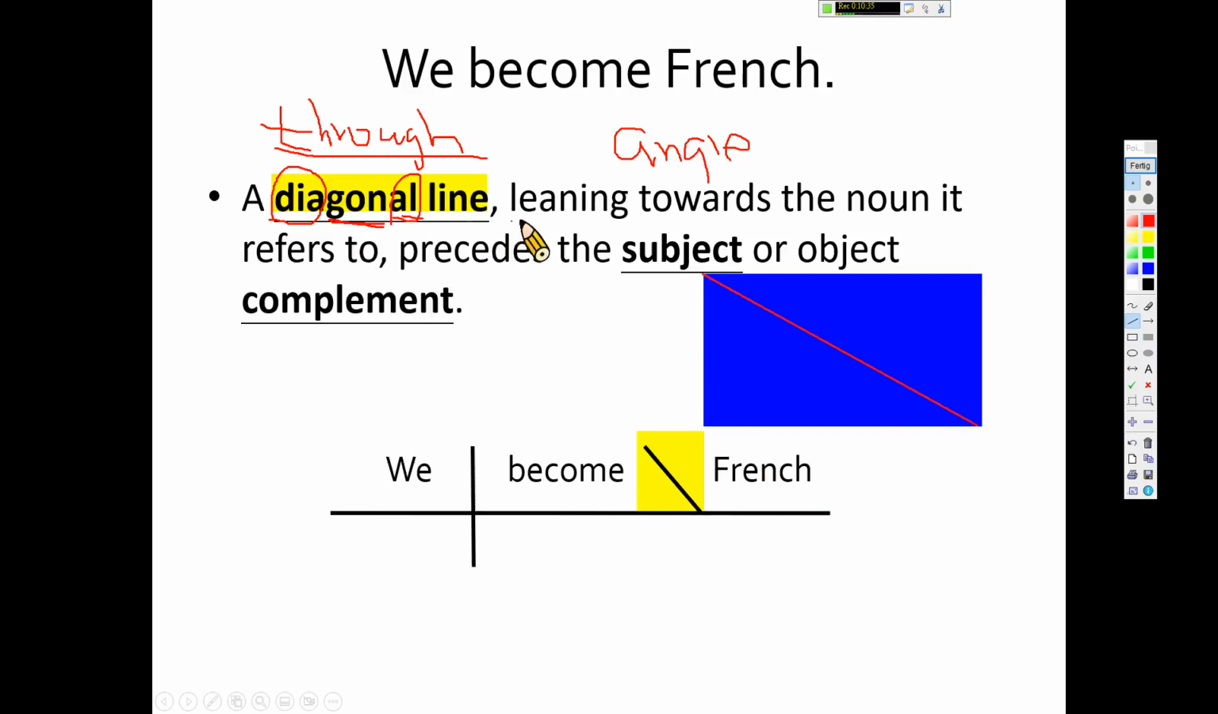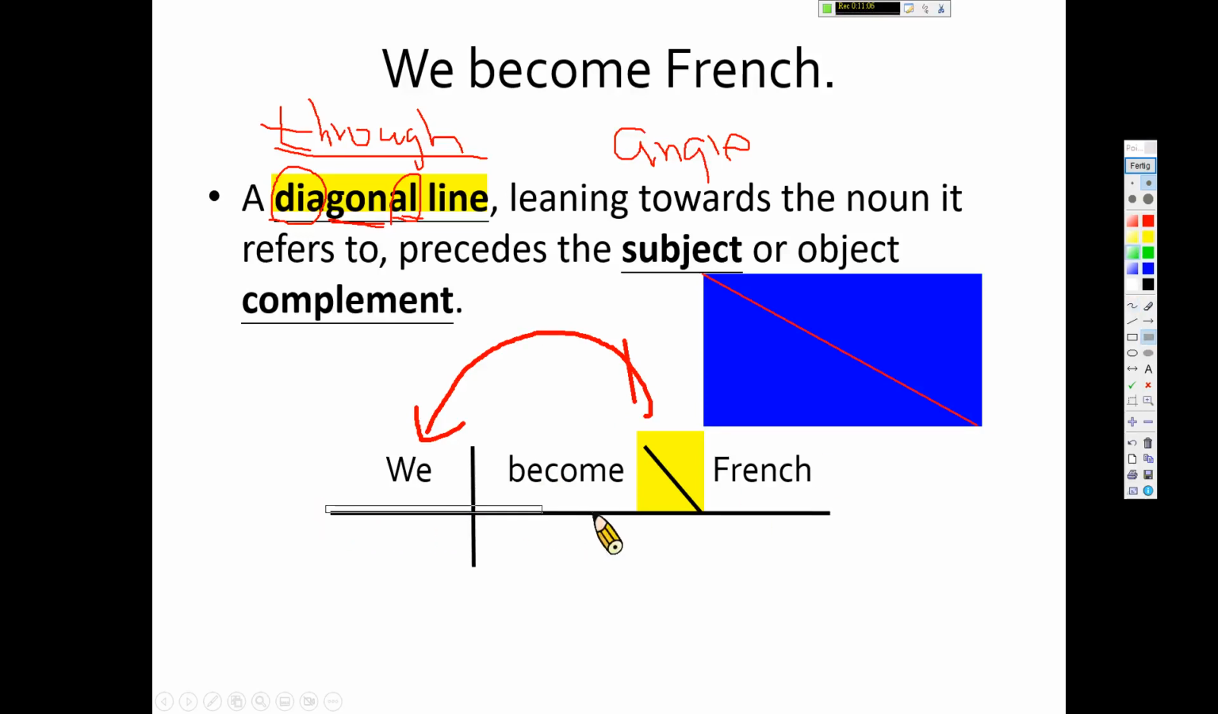So a diagonal line leaning toward the noun it refers to. So you can see it leans toward the noun it refers to, right? So it's just like an artillery shell, just shooting here, and here French is equal to we. Okay, so basically, the same is here for the main line.